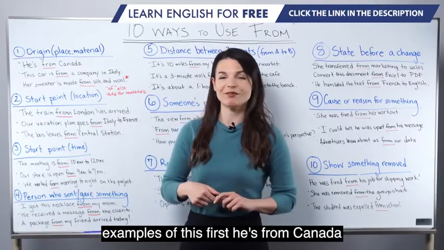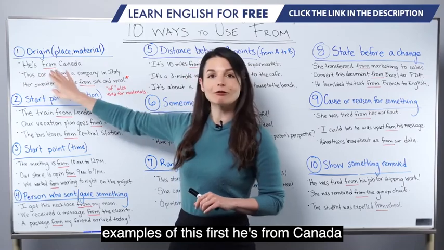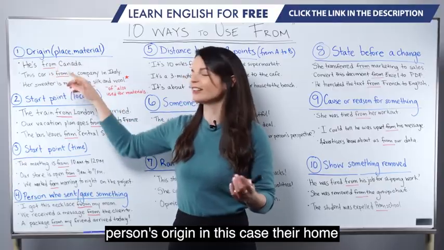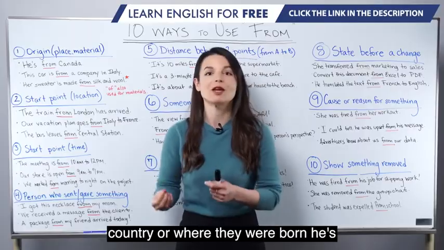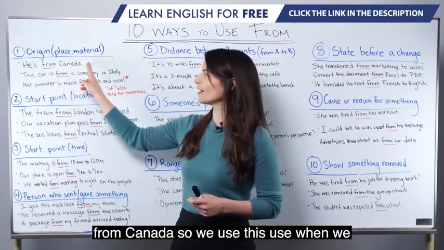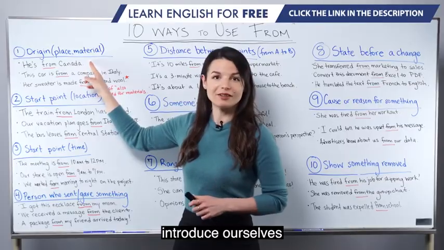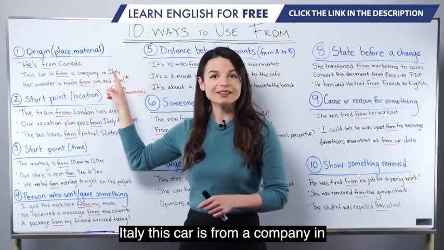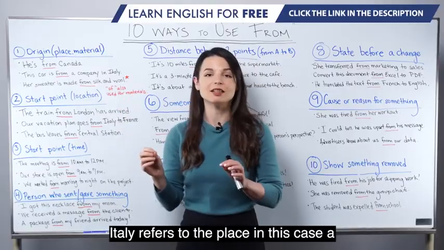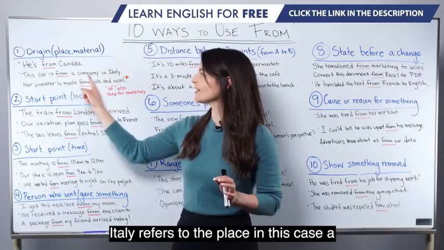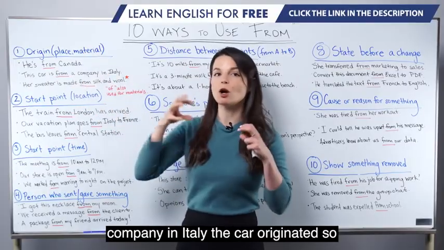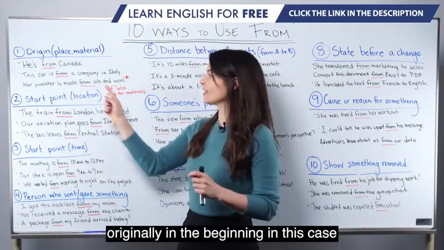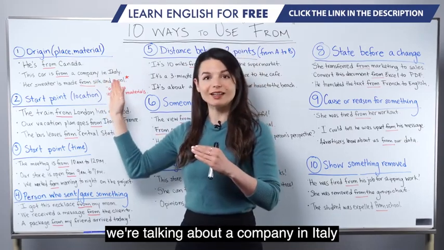Let's look at some examples of this. First, he's from Canada. In this sentence, from tells us the person's origin. In this case, their home country or where they were born. He's from Canada. So we use this use when we introduce ourselves. Second, this car is from a company in Italy. This car is from a company in Italy refers to the place, in this case, a company in Italy, the car originated. So where did that thing come from originally, in the beginning? In this case, we're talking about a company in Italy.